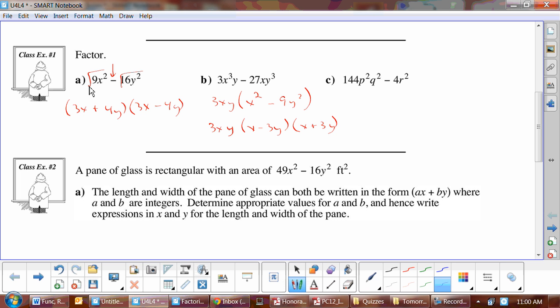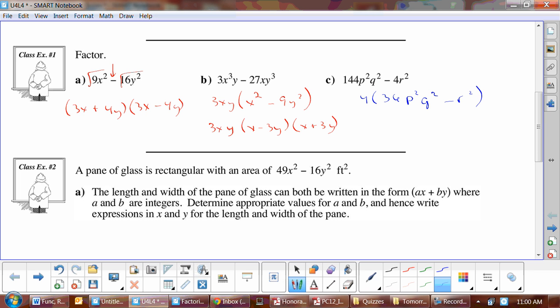GCF, what's a good GCF to take out? Okay, so if I take out a 4, that would leave me with 36p squared q squared minus r squared.